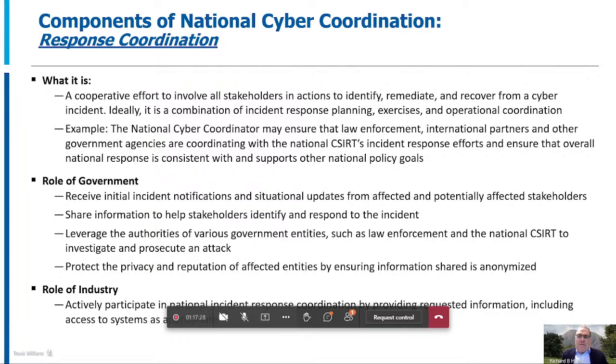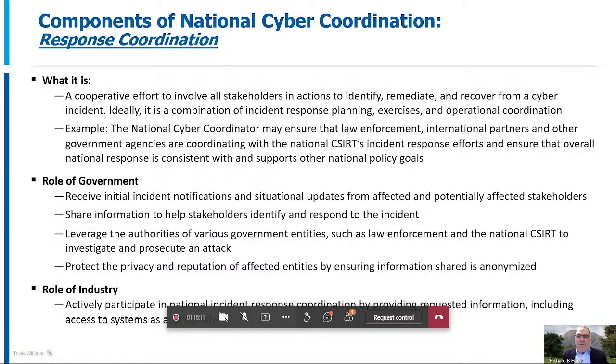And the other thing that the national coordination effort can do is leverage the authorities of government entities, and not just the authorities of different government entities like regulatory entities or law enforcement entities, but also see that those authorities are applied in a way that supports the national effort, in a way that is consistent with law, obviously, and with the intent of government, to protect the economy, to protect civil liberties, consistent with the goals of the government, and then obviously to protect the privacy and reputation of affected entities is really important.